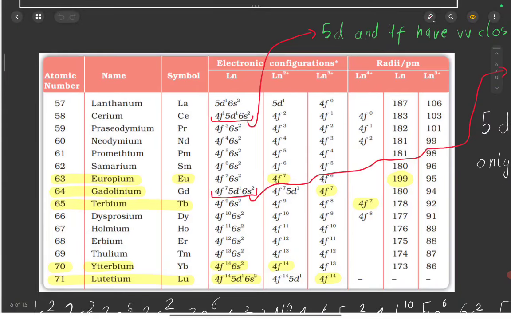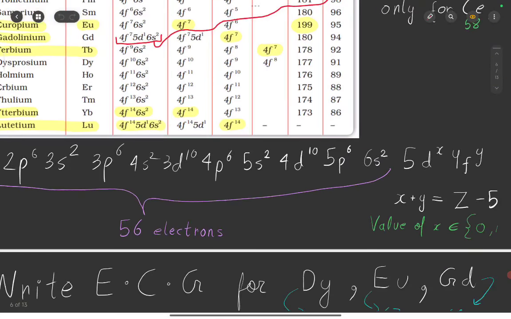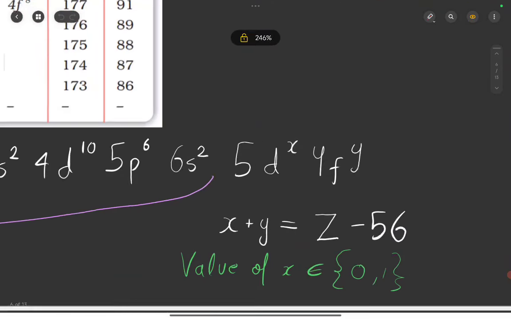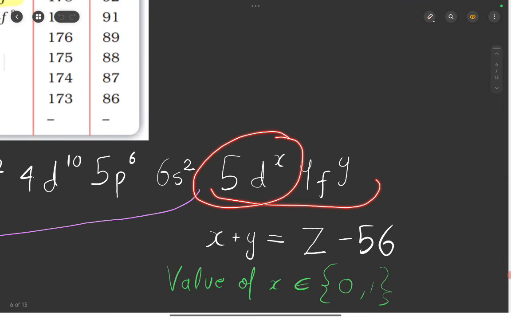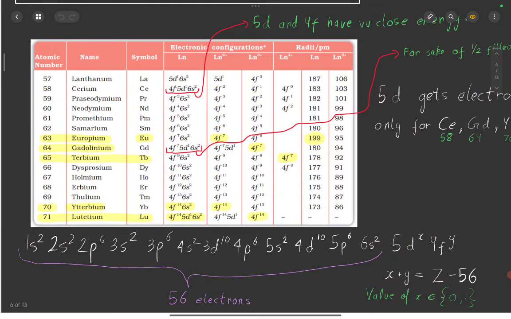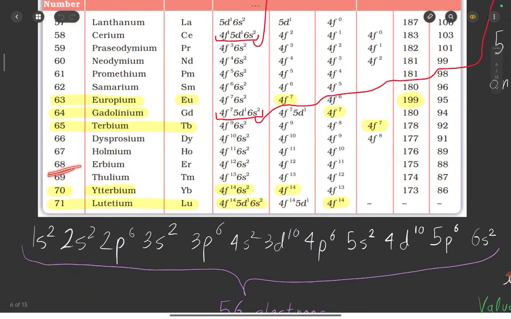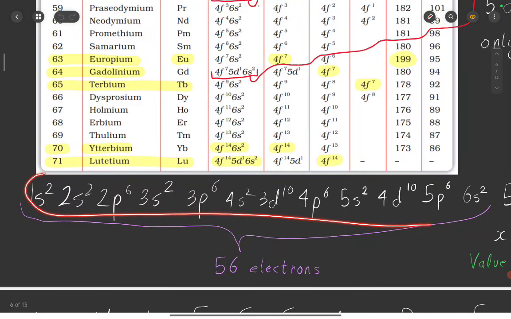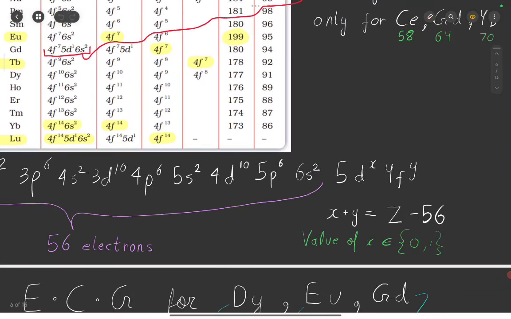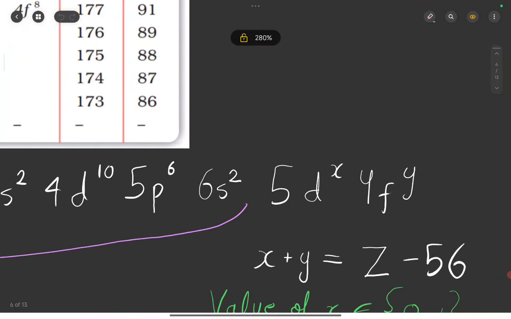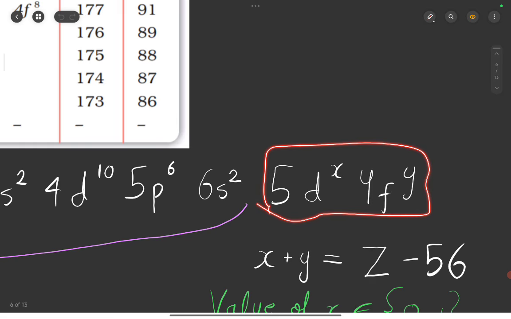The general configuration of any F block element in the lanthanoid series is going to be these 56 electrons with some electrons in the 5d subshell and some more electrons in the 4f subshell. Now, look at this. Say you have erbium, 68. Its atomic number is 68 and we know that it is definitely going to have these 56 electrons. So we remove them from 68. Why? Because if we minus 56 from 68, we get 12, which means that there are going to be 12 electrons in its 5d and 4f shells combined.